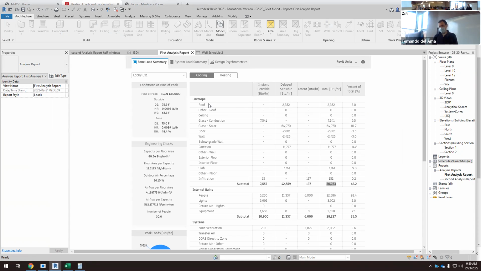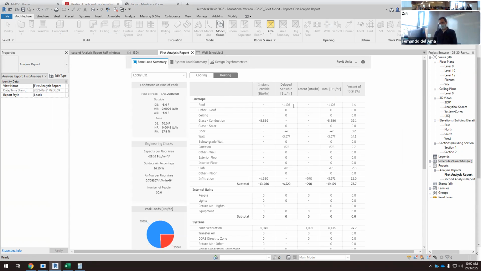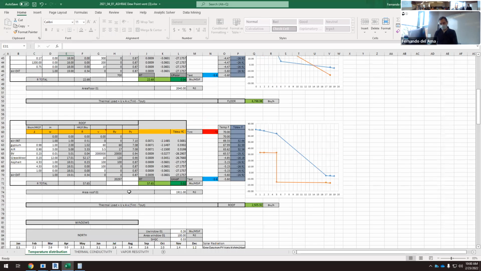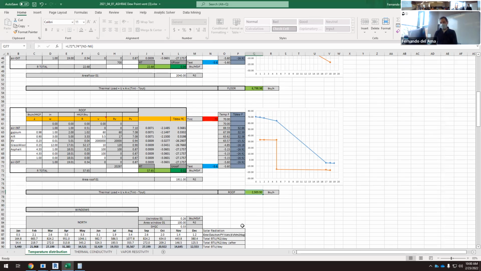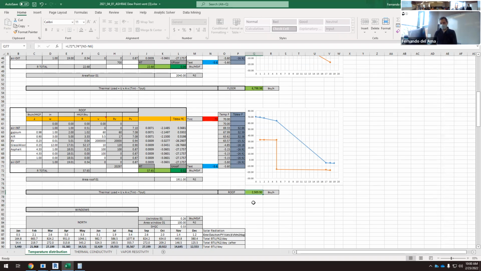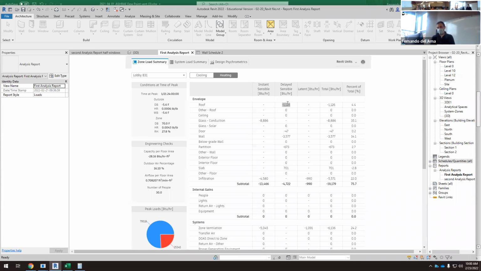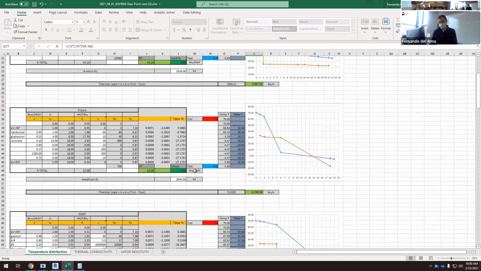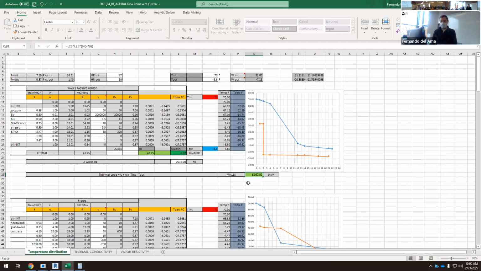And through the roof in heating, we had this negative 1,000. And what do we have here in this tool? It's 2,000. Okay, so through the roof, we have 2,000 BTU per hour. In REVIT, we have 1,000. What about the walls? Through the walls, we have 3,500, and here is 5,000.